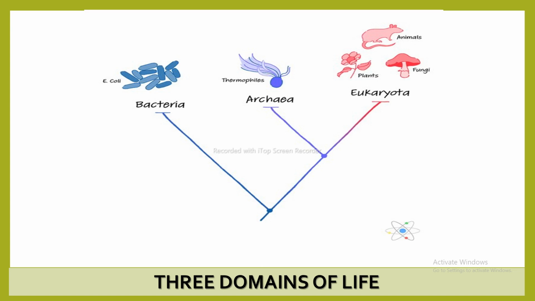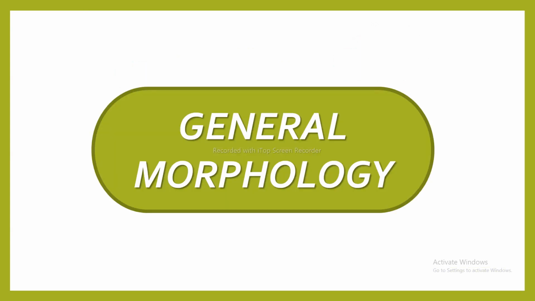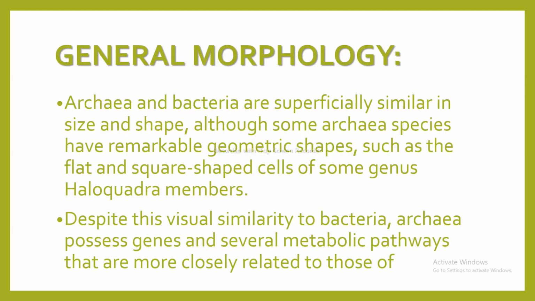So these are the three domains of life. First is the bacteria, which includes E. coli. Next is archaea, which includes thermophiles. And the third one is eukaryota, which includes animals, fungi and plants, as shown in the figure. So next I am going to discuss the general morphology.